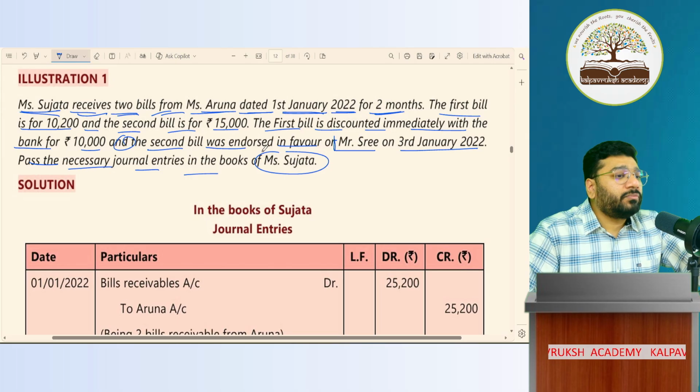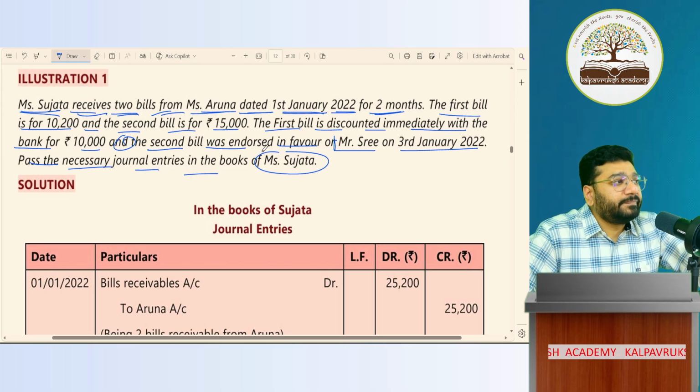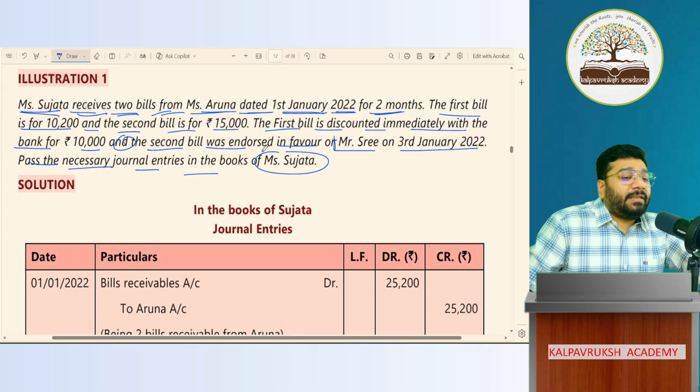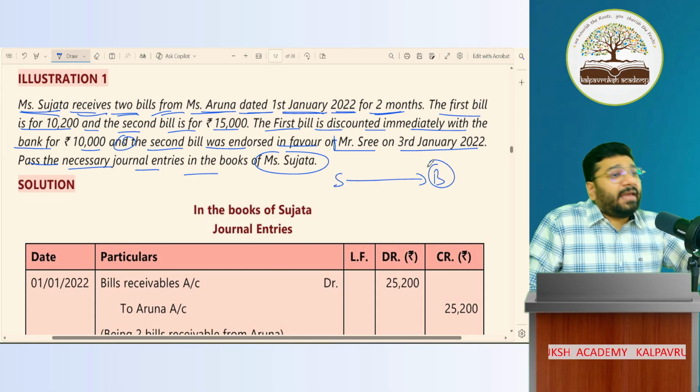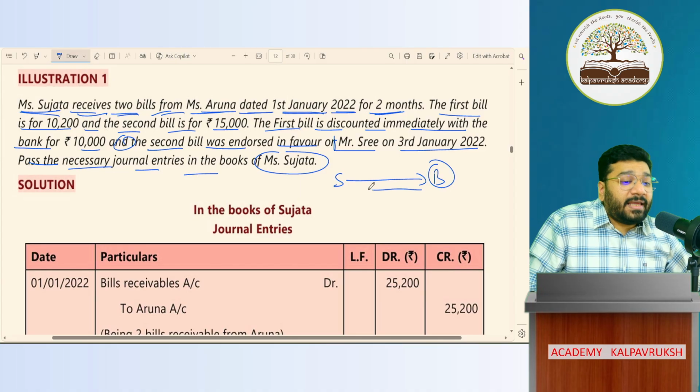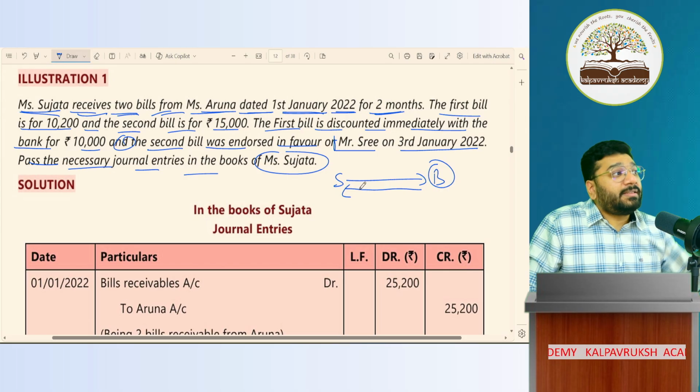My question to all of you: who is Sujata, who is Aruna? Sujata receives two bills. Now, seller will send the bill to buyer. So buyer will receive the bill. Then buyer will send the bill to Sujata. That is seller. Seller is receiving the bill.